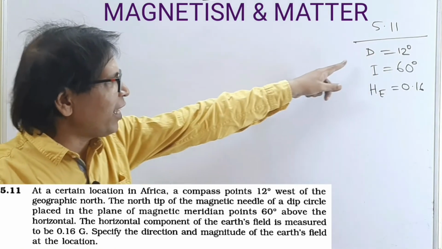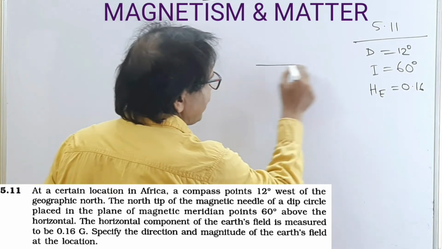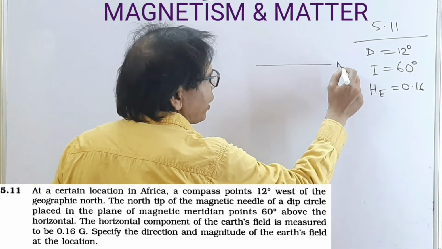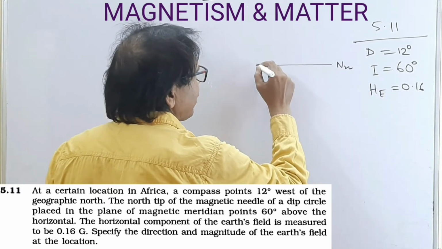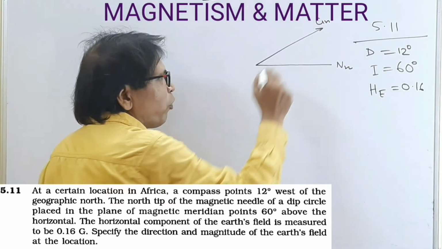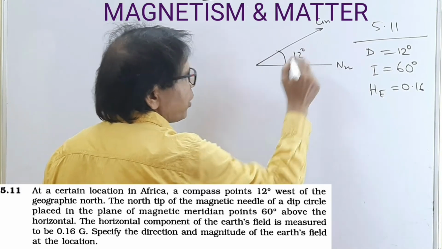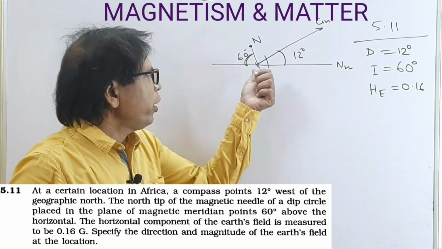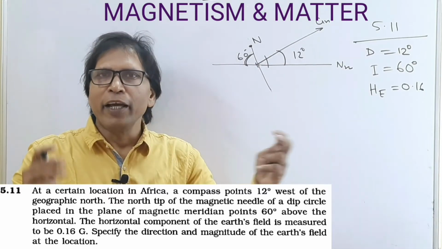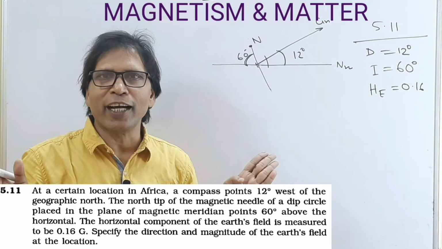Now 5.11. In Africa, the angle of declination is 12 degrees. Now look at this, this is the magnetic north, and this is the geographic north. Now the angle of declination is 12 degrees, so this is the 12 degrees. Okay, now a freely suspended magnet makes an angle of 60 degrees with the magnetic meridian.